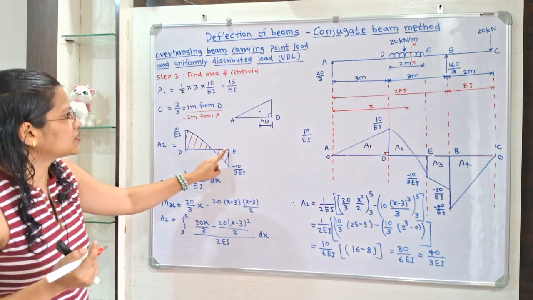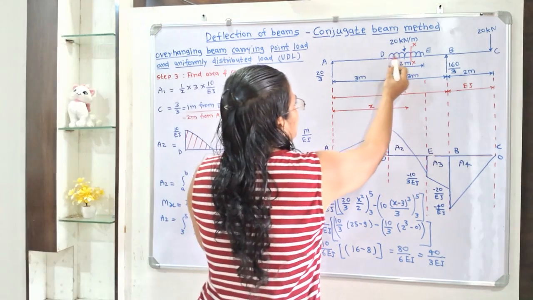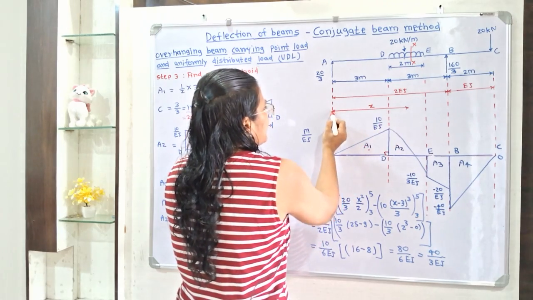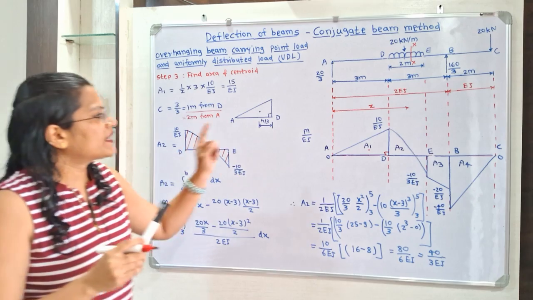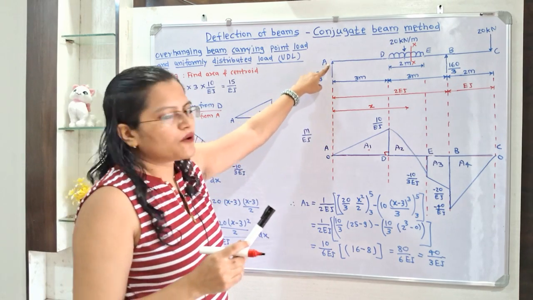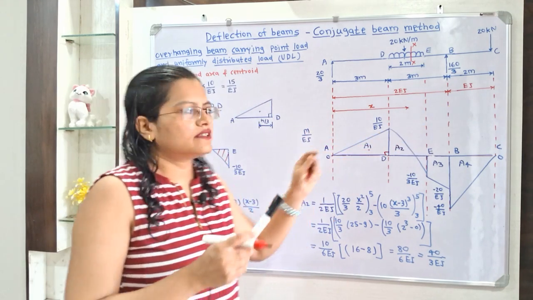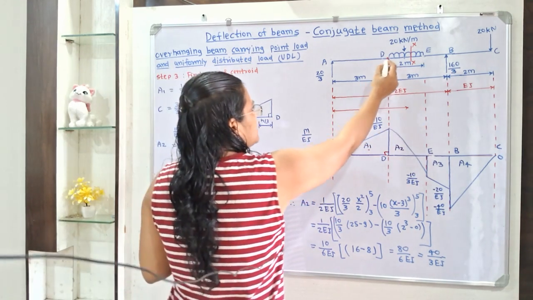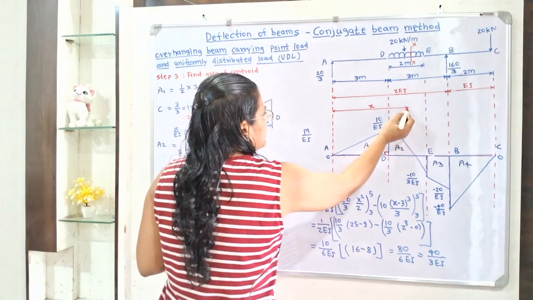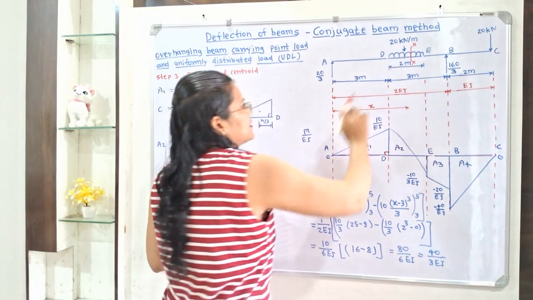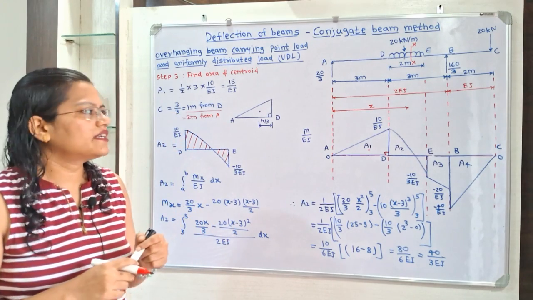Now this is the section DE. So in section DE we will take any section xx which is at a distance x from the end A. Here remember, we can take the distance from the free end, so either from end A or from the end C. But for this section DE we will select this end A. So this is a distance x, and the section xx is in between section DE.